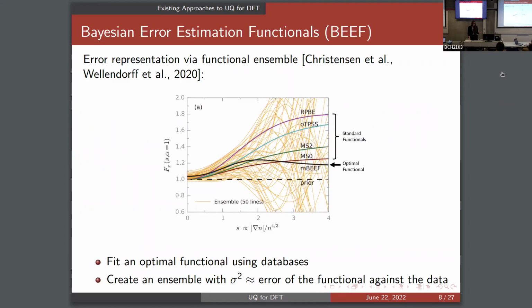We've just seen an explanation of another influential method for uncertainty quantification in DFT. That's the Bayesian error estimation functionals, or BEEF. I'll be quick, but essentially an optimal functional approximation is found, and an ensemble of other functional approximations are generated, such that the spread of the ensemble is representative of how far the fit is in the databases used.